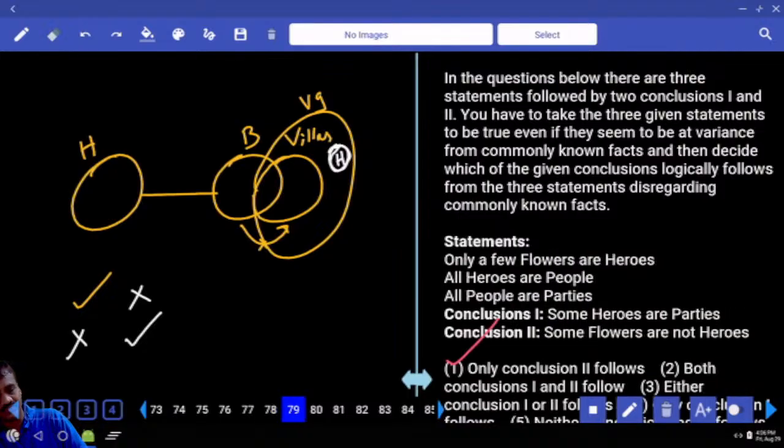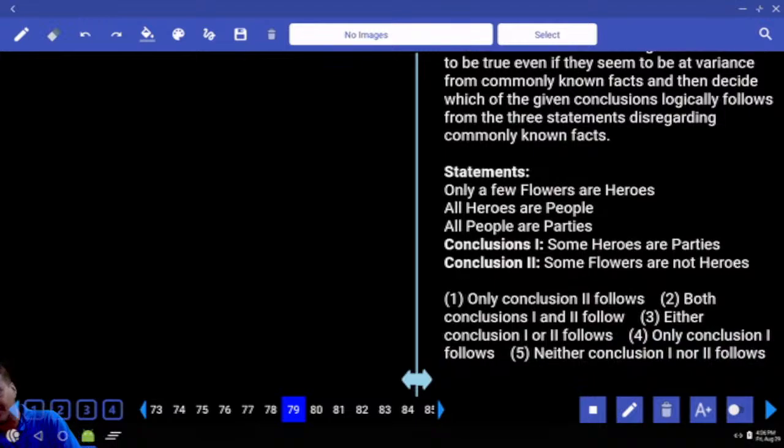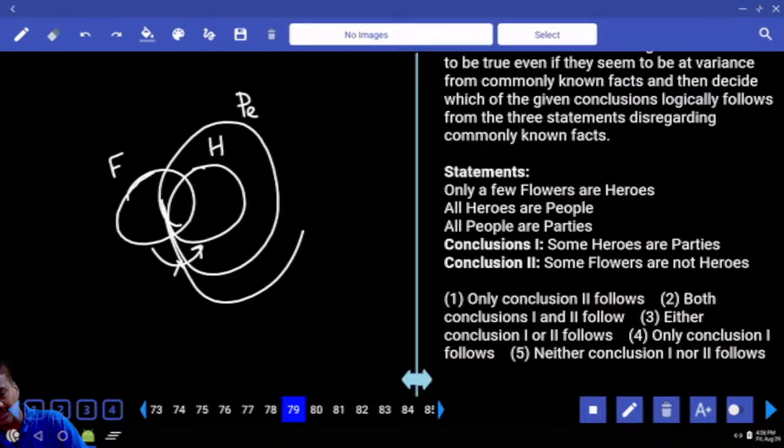Then 79th one. Now in this question number 79, only a few flowers are heroes. Now these are the flowers that are heroes, flower and a hero. Only some flowers are heroes, but not all. All heroes are people. Entire hero is a part of people. And all people are what? Parties. Now this entire people is a part of parties.